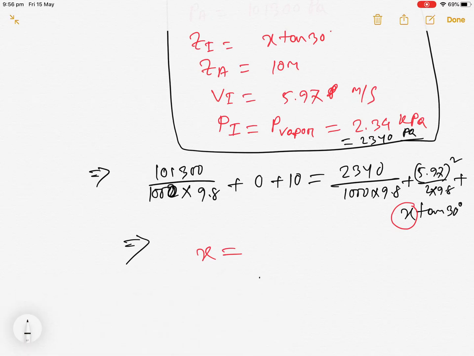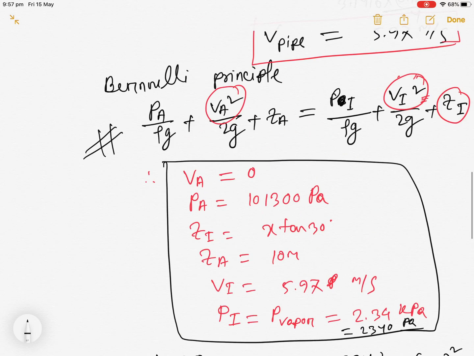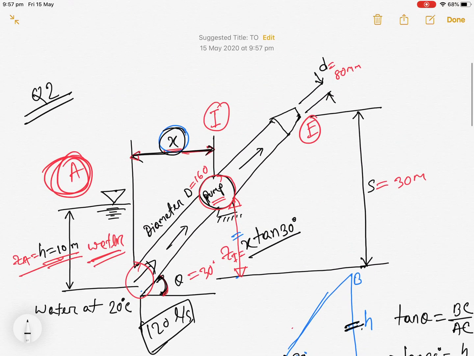So it will be something like this. If we just solve it, it will be like 18.3 over sin 30. So x will be 31.7 meters. So that means this is the distance where the cavitation will start. Okay, so we got this distance where the cavitation starts.